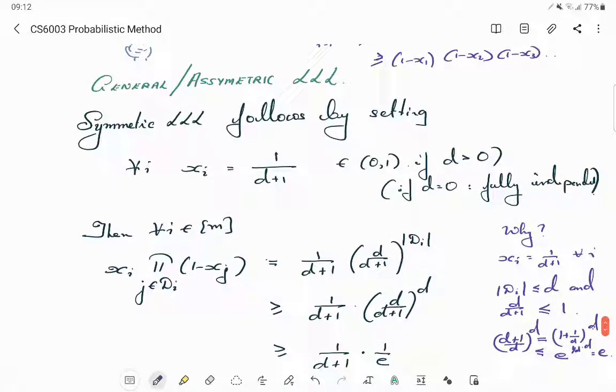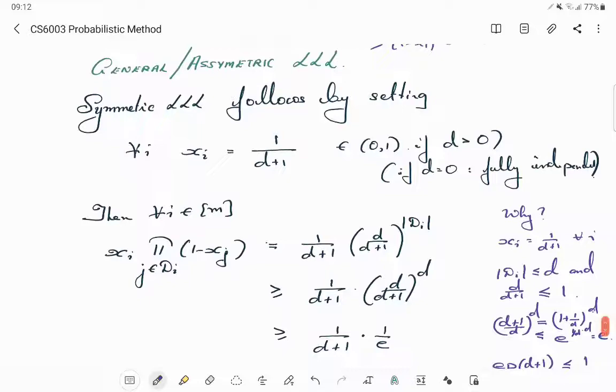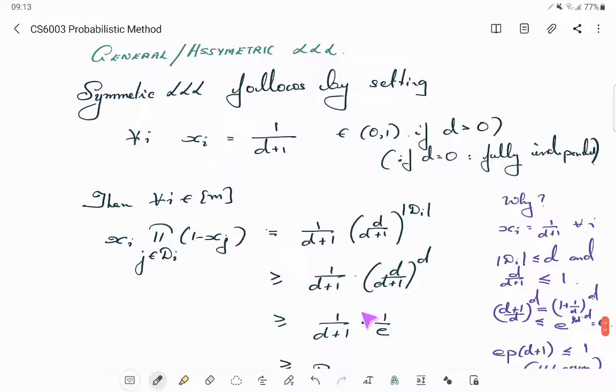So now you see what this expression turns out to be. xi is 1 by d plus 1, and 1 minus xj is 1 minus 1 by d plus 1, which is d by d plus 1. And this product therefore is just the power d of that. Now this I can lower bound by putting an upper bound here. This is a quantity less than 1, so this is in the correct direction.